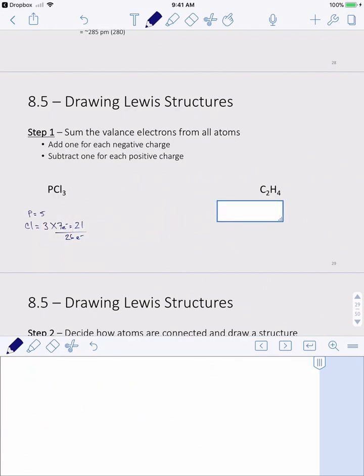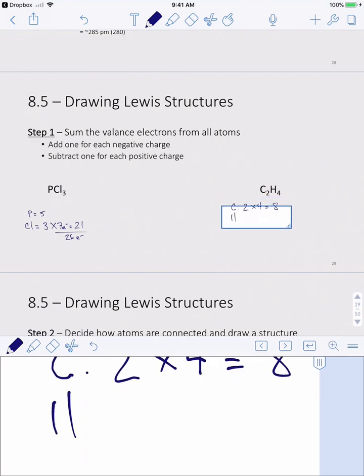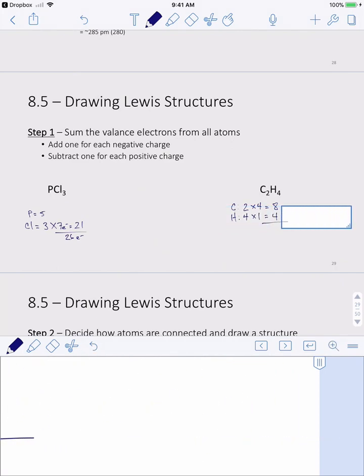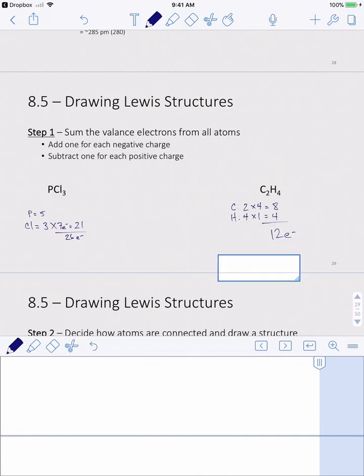Let's do the same thing for C2H4. For carbon, we have 2 of them, and each carbon contains 4 electrons. So that's a total of 8 electrons for carbon. And then for the hydrogens, we have 4 of them times 1 electron each, so 4, for a total number of electrons of 12. Then we move to step 2.